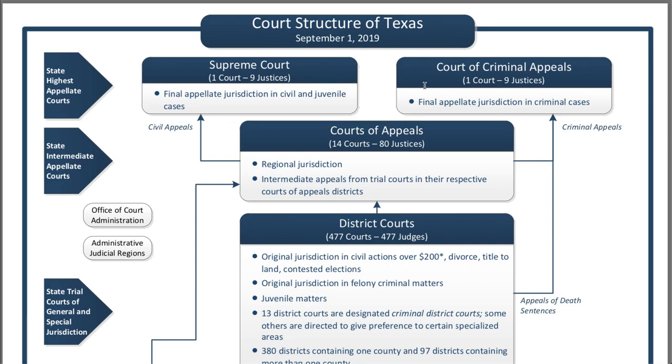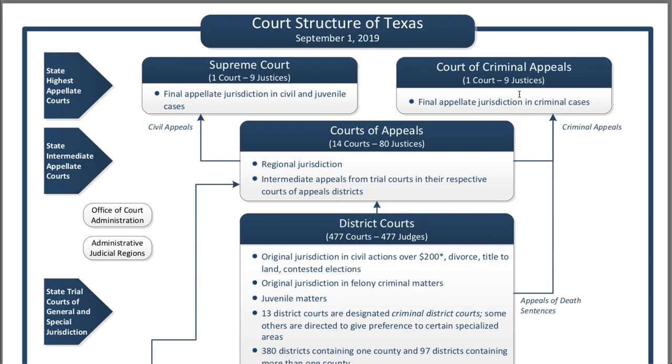This is as of September 1st of 2019, and we have two Supreme Courts, or the highest courts in the state of Texas. We have the Texas Supreme Court, which handles civil matters, and also juvenile cases. Juvenile cases are quasi-criminal in nature, in that they apply the Texas Criminal Code, the Texas Code of Criminal Procedure, and the Texas Family Code, which is civil. The first two are criminal, and then the Texas Family Code and the Texas Rules of Evidence, which are civil, apply to juvenile cases.